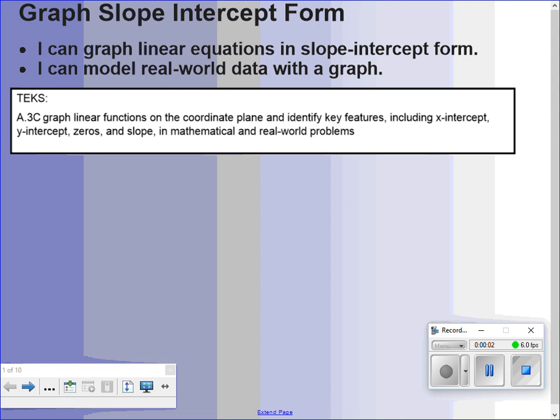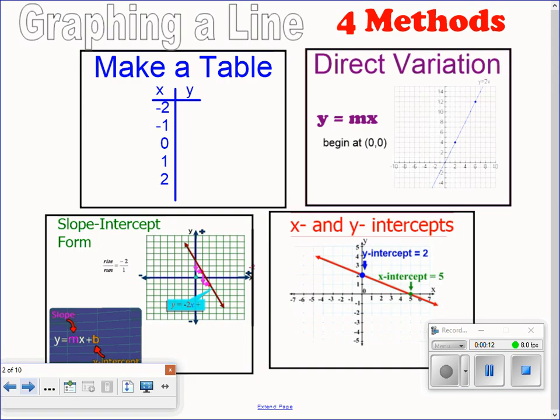In this lesson, we're going to be talking about graphing from slope-intercept form. By the end of this lesson, you should be able to graph lines from slope-intercept form and model real-world data with a graph. There are multiple ways that we can begin to graph a line. One of those ways is by making a table of values.